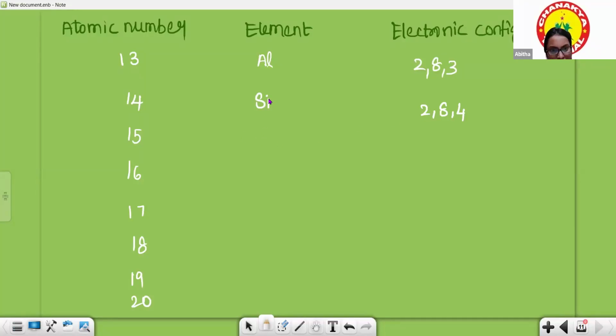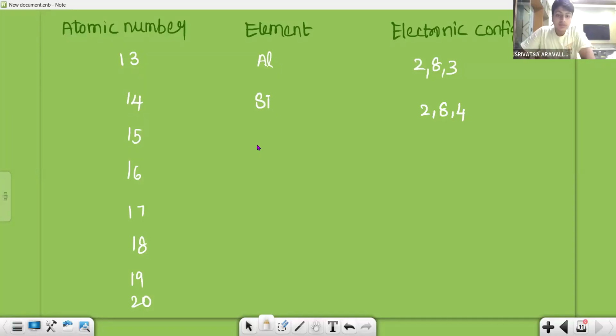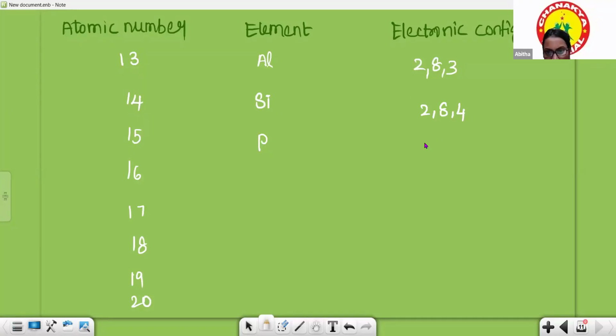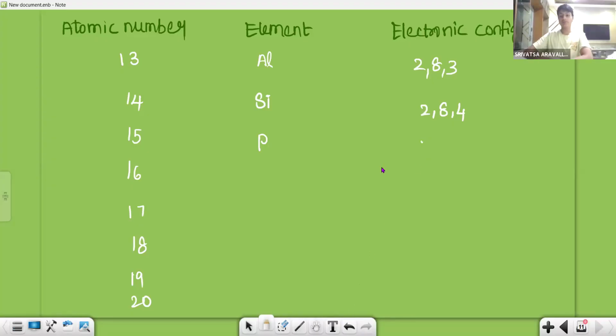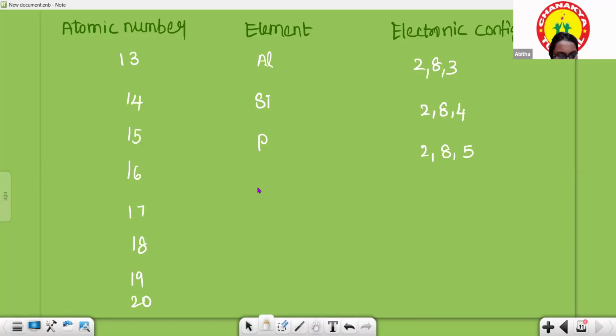15. This will come like P, P for phosphorus. Tell me the electronic configuration. 2, 8, 5.